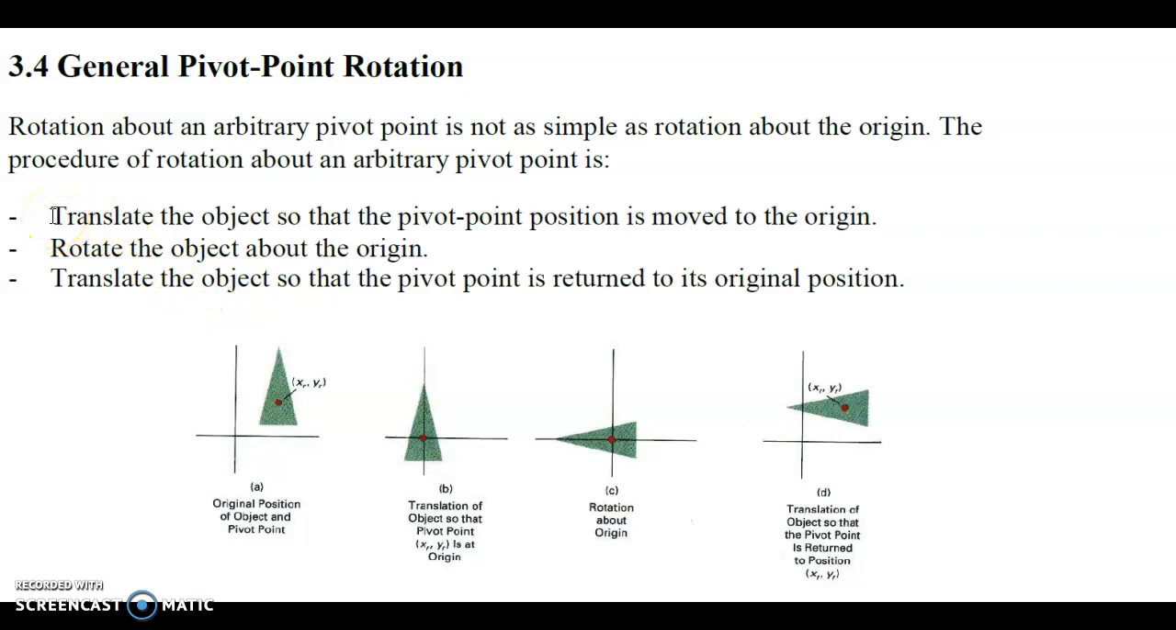This is the general procedure. Translate the object so that the pivot point position is moved to the origin. So this point is moved to the origin, and then it becomes like this. Then it is rotated, and then it becomes like this. Then this point is sent back to its original position, so it becomes like this. This is general pivot point rotation.